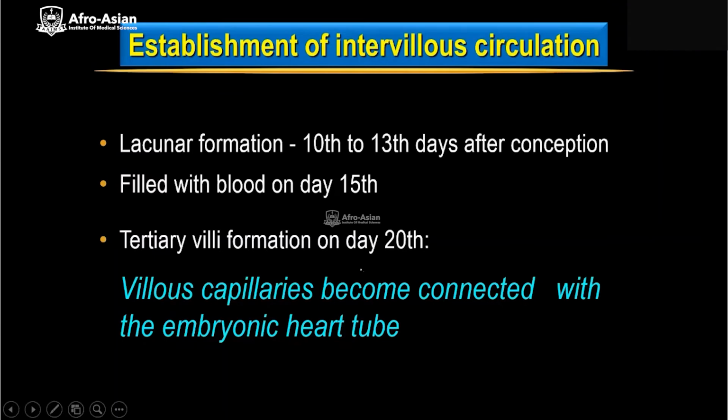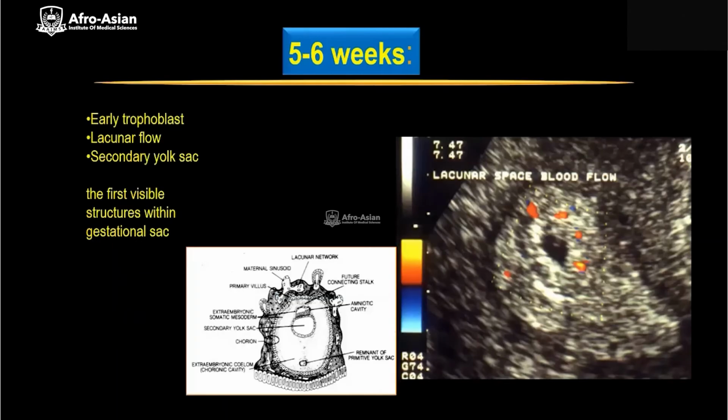Tertiary villi formation on day 20, and villus capillaries become connected with the embryonic heart tube. This is 5 to 6 weeks again, and you can see the lacunar network here with maternal sinusoids, and here is the secondary yolk sac. This is the amniotic cavity, the remnant of the primitive yolk sac. All of this is the gestational sac. The future connecting stalk will be here.